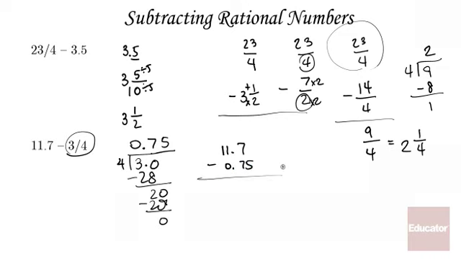Make sure that you line your decimals up. Do not line up the digits, but line up the decimal. So we can fill in a 0 here. 10 minus 5 is 5. I borrowed, so 16 minus 7 is 9. And I borrowed, so 10 minus 0 is 10. Let's come back and estimate and make sure we're doing this correctly. 11.7 is about 12, and 3 over 4 is about 1. 12 minus 1 is about 11, and 10.95 is indeed about 11.